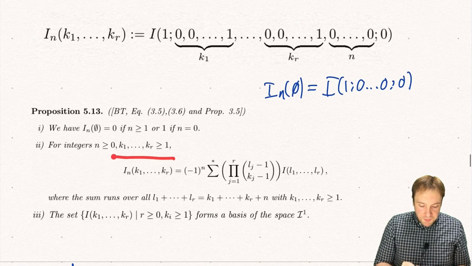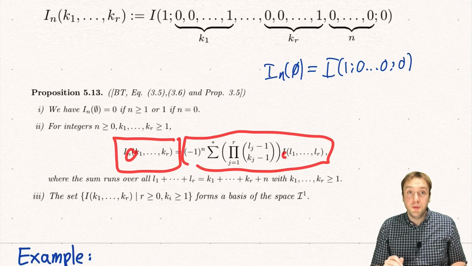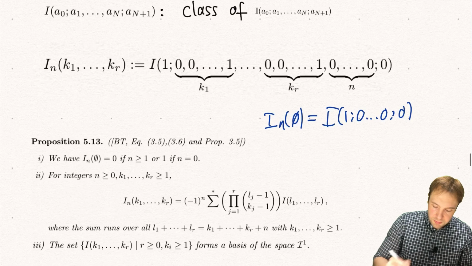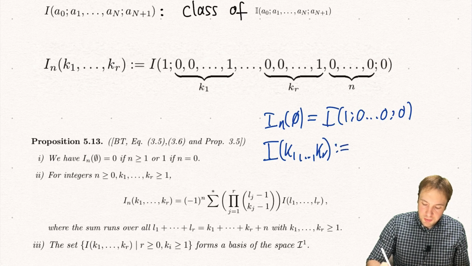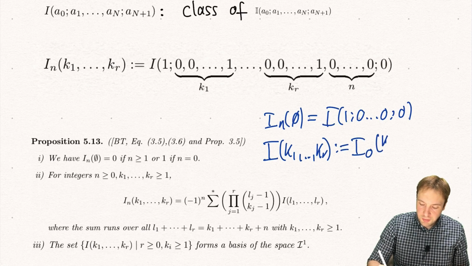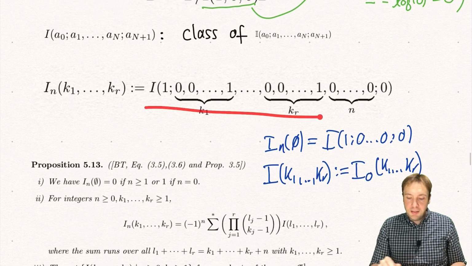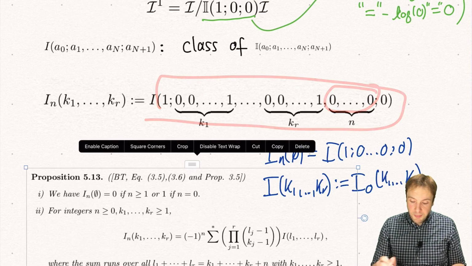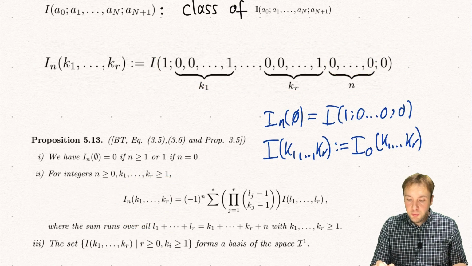And any of these I, where we have some n here, can be written as a linear combination of these I's without an n. And by this, without an n, so I should have said, so I(k1 up to kr), we define this to be I_0 of (k1 up to kr). So in other words, any iterated integral in this quotient space where I have some zeros at the end here, I can always write as a linear combination of iterated integrals without zeros at the end.